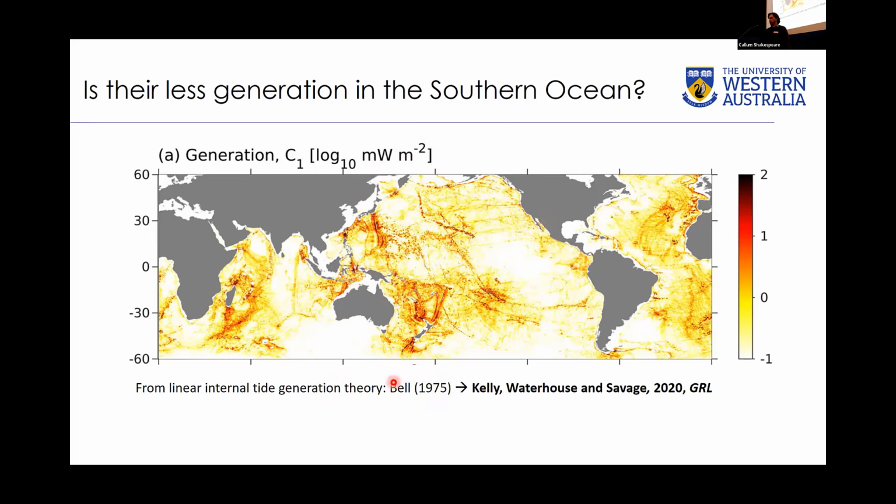And there's internal tide generation theory starting with Bell, and this is an image from Kelly, Waterhouse, Savage 2020, where they've done this with the latest bottom stratification and latest bottom topography to update that map. So I guess the take home from this is there are hotspots of generation in the Southern Ocean. So it doesn't really explain why there are differences in that sea surface height response.